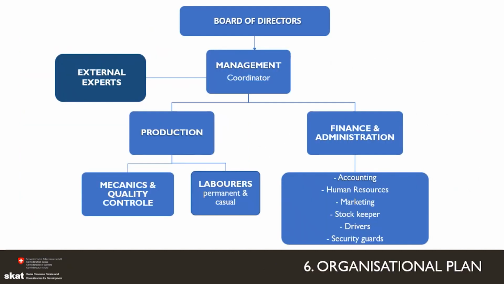You also need to have an organizational plan. This is just an example I'm showing you here. It can have the board of directors at the top. You can also have, of course, the management, which has to be permanent, but also external experts, meaning consultants, people with know-how, who can support your company. Under your management, you can have two different departments. The technical department, which deals with production and sales. The other one, which deals with finance and administration.